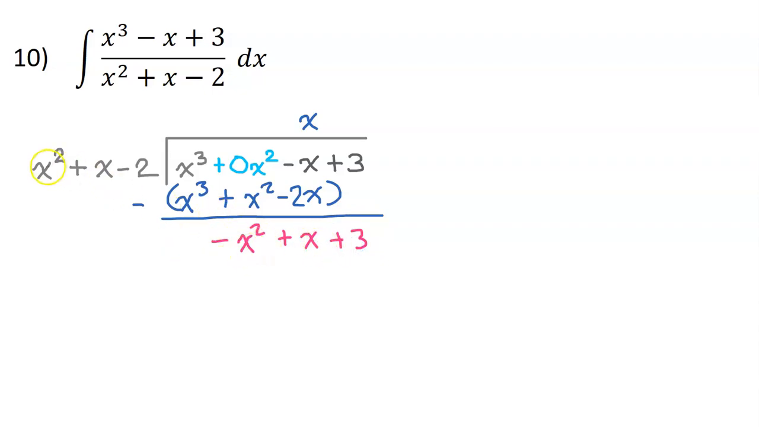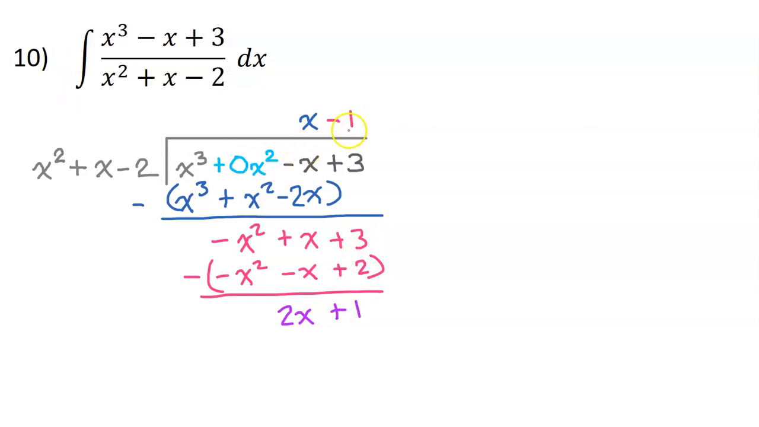Negative x squared divided by x squared is negative 1. So we put a negative 1 up top. Now take the negative 1 and multiply it by the trinomial. That gives us negative x squared minus x plus 2. And then we subtract. Negative x squared minus negative x squared is 0. Negative x minus negative x is negative x plus x, which is 2x. And 3 minus 2 is 1.